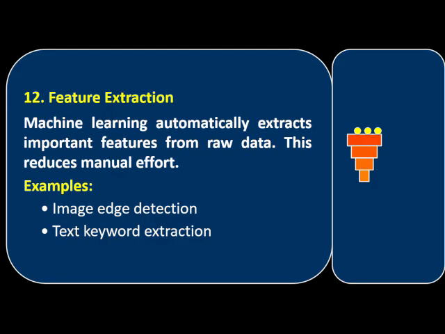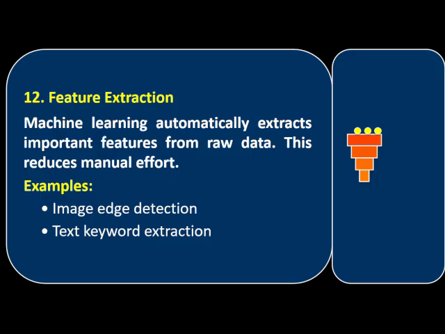The next one is feature extraction. Machine learning automatically extracts important features from raw data. This reduces manual effort. Examples: image edge detection, text keyword extraction.